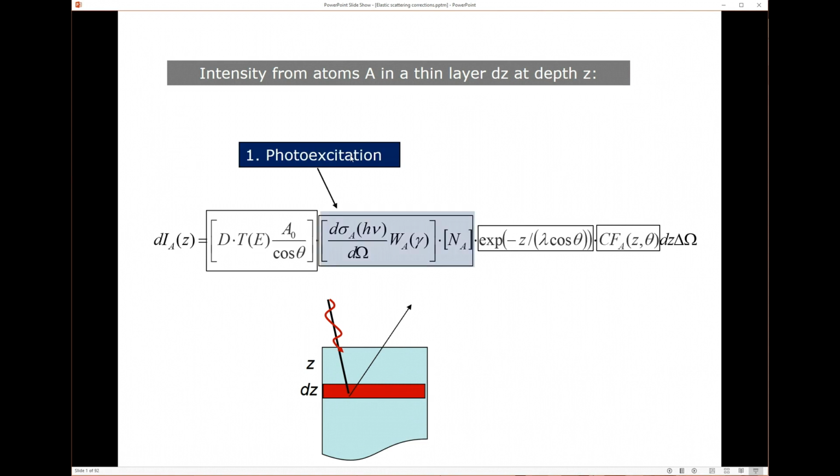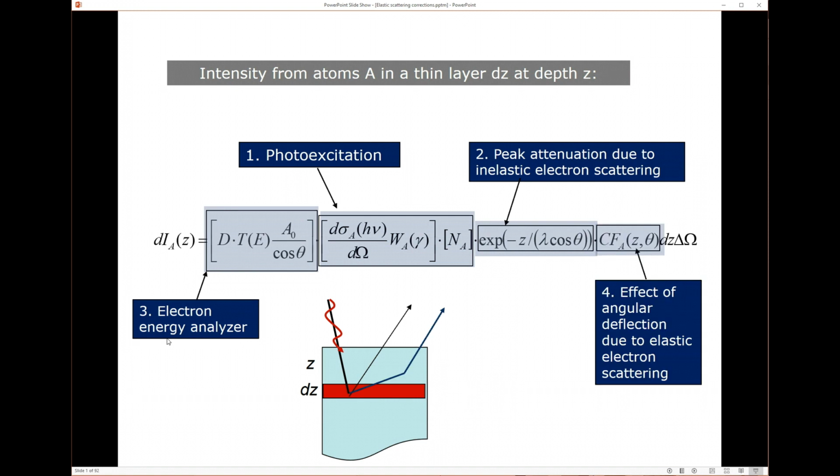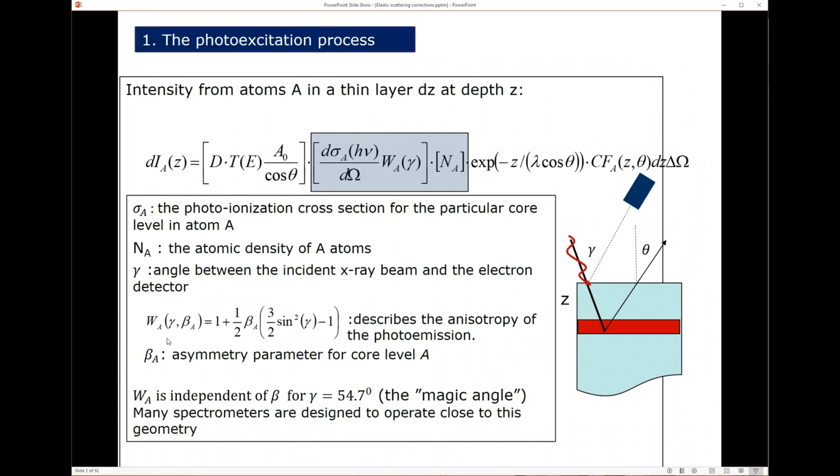First, there's the photoexcitation process. There's the peak attenuation due to inelastic electron scattering. There's the effect of the electron energy analyzer that specifies details of the efficiency of the electron energy analyzer. And there's a correction for angular deflection of electrons. We'll discuss these different factors briefly.